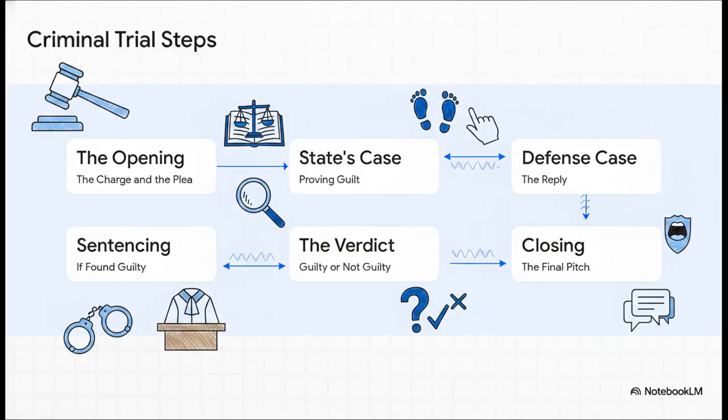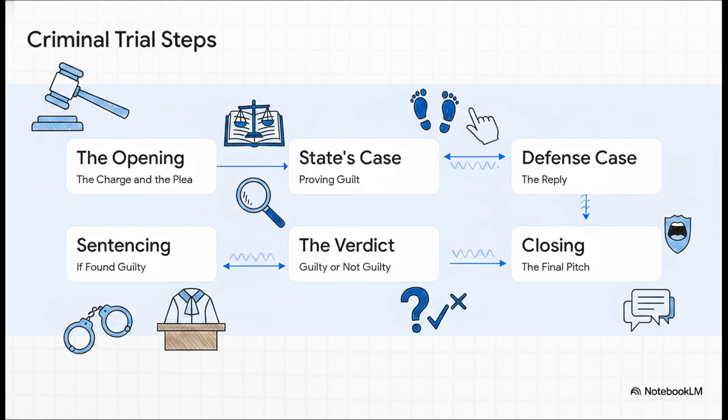It all kicks off with Step 1, the opening. This is where the prosecutor formally reads the charges and the accused enters a plea, either guilty or not guilty. Step 2 is the state's case. Now, because you are innocent until proven guilty in South Africa, the state literally has to go first. They call witnesses and try to prove guilt.